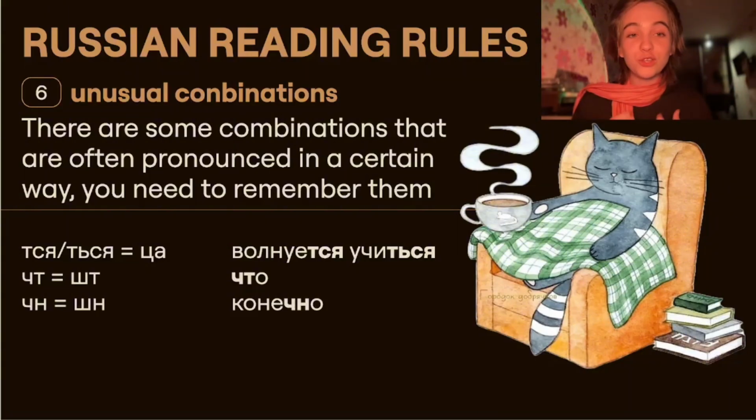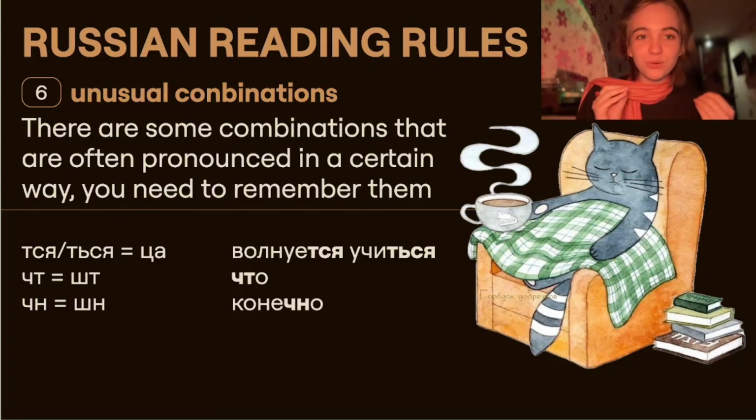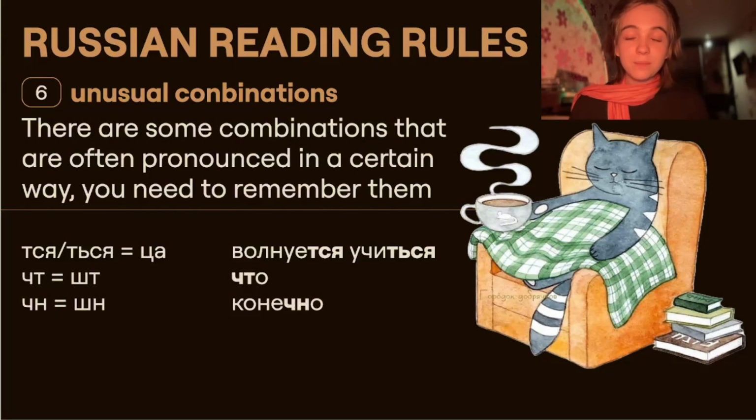Very well done. You have learned almost everything about Russian reading rules. The last thing I wanted to mention is unusual combinations, which are often pronounced in a different way than we write them. You just need to remember them. The first example is тся and ться with soft sign. Usually you can see this in verbs. We pronounce it as ца. For example, волнуется, учится. We say ца, волнуется, учится.